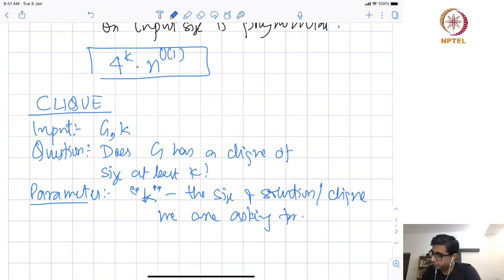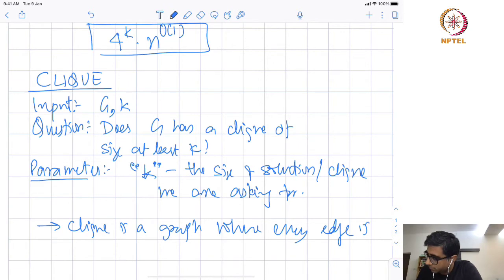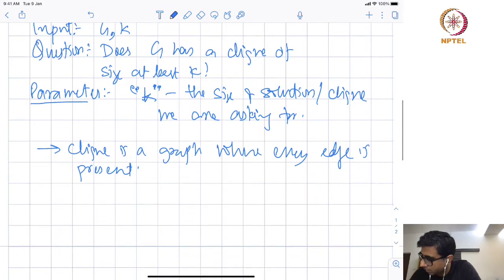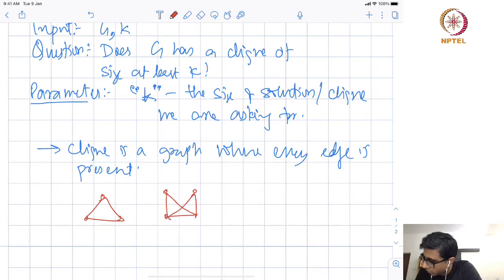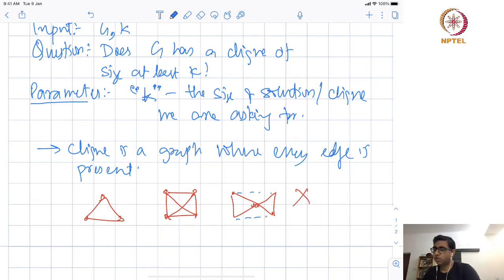Okay. And what is a clique? Basically, a clique is a graph where every edge is present. Example, a triangle is a clique. Example, look at all the edges are present here, right? This is a clique, but this is not a clique because there could be edges here which are absent. So basically a graph is called a clique if, look at any pair of vertices, there is an edge present there. Okay. So this is what a clique is.